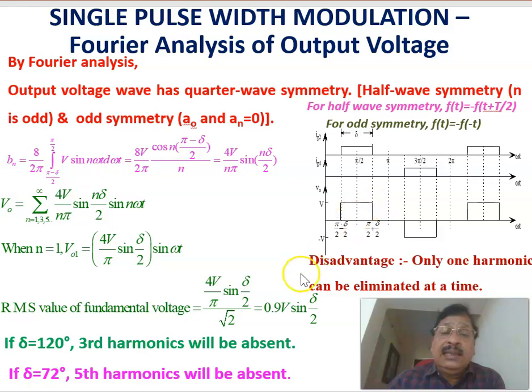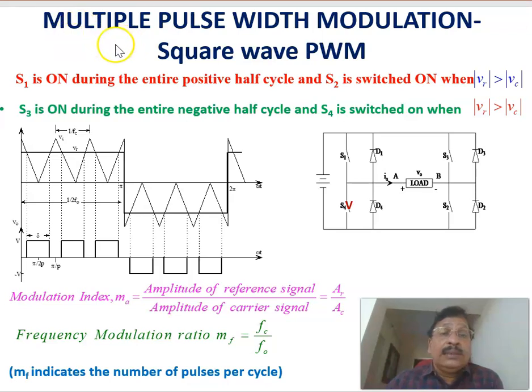Another thing is that by controlling the value of delta, the RMS value of the fundamental output voltage can be changed. Now let us look at multiple pulse width modulation, that is multiple pulse modulation. This is also called square wave PWM.